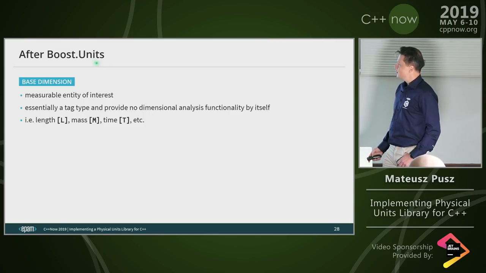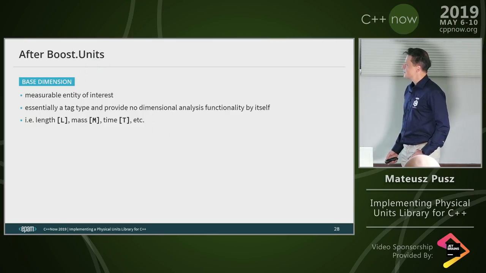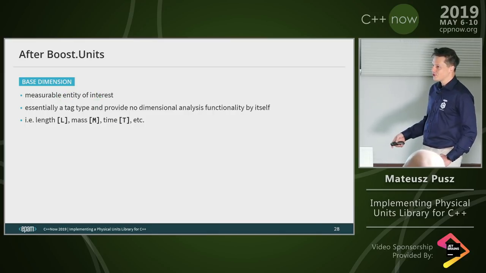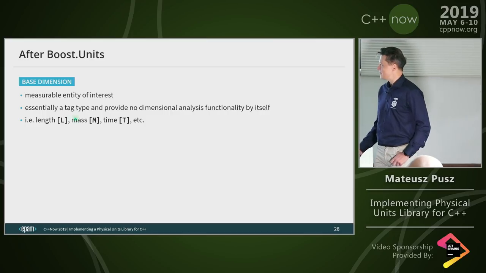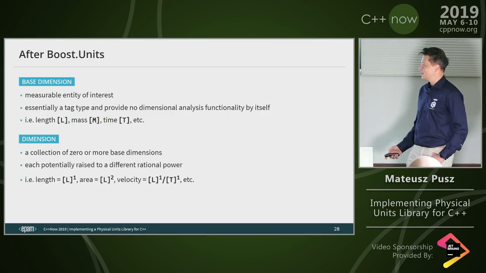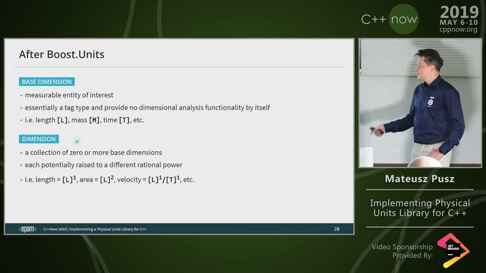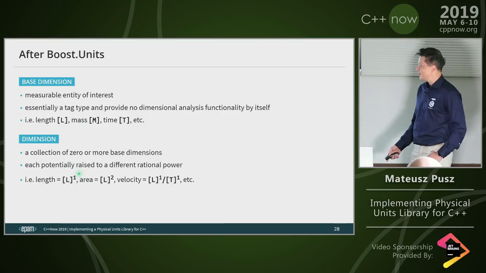Following the Boost.Units documentation, let's define some terms. Base dimension is the measurable entity of interest. Essentially, it's a tag type, just to know what we are expressing, if it's length, mass, time, or something else. Dimension is a base dimension with some exponent, like length is this base dimension to the exponent 1, area to the exponent 2, or velocity is length per time.